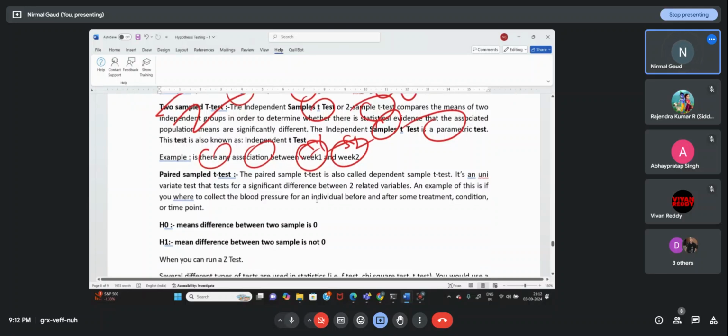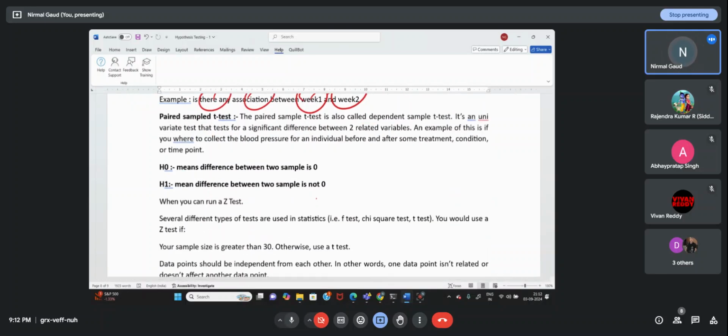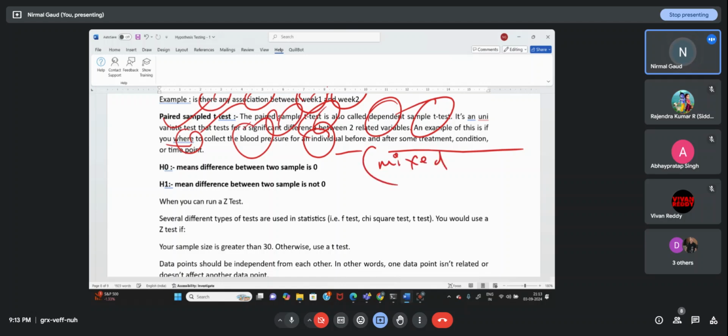Okay, fine. We are having the paired sample test also. That means the paired sample t-test is a dependent sample t-test. For example, if we were to collect the blood pressure of an individual before and after treatment, I have already explained that to you. Paired means mixed, it is a mixed test. So we collect the blood pressure at different time intervals. So this is a mixed or paired sample test.